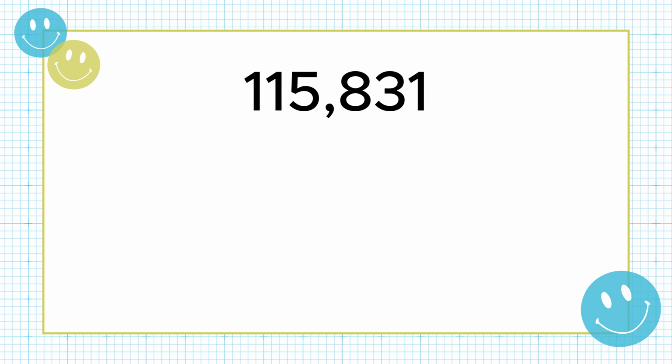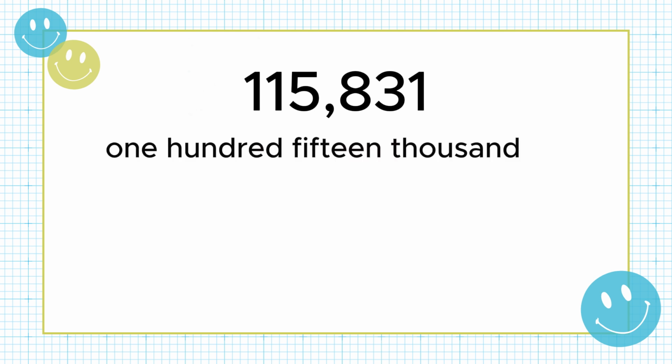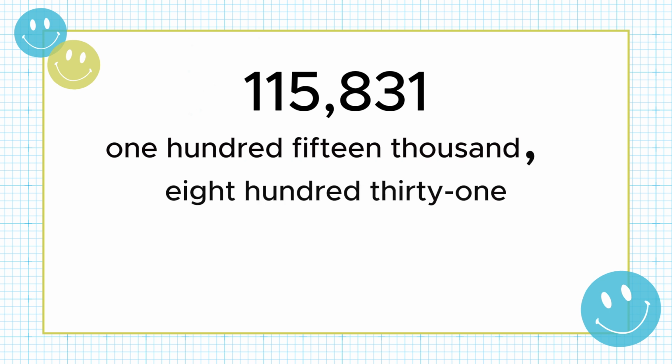Again, this number is read as 115,831. So if you write this in words, it becomes 115,000, put a comma, and then write 831. Kids, hyphenate all numbers between 21 and 99. Less those ending 0, example 30, 40, 50, 60, 70, 80, and 90.